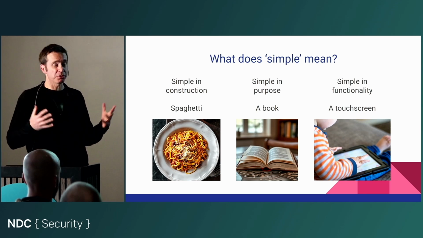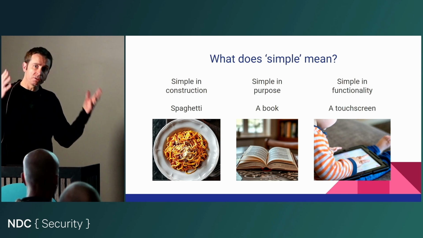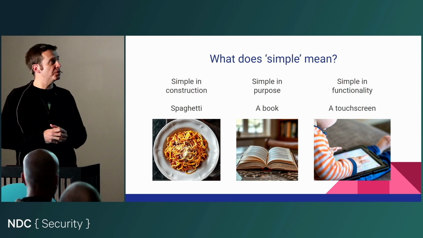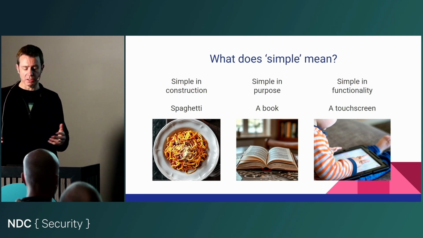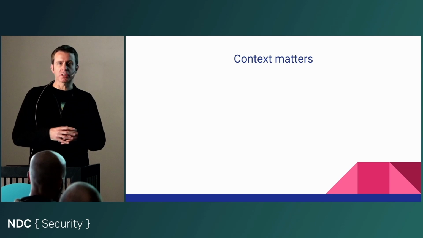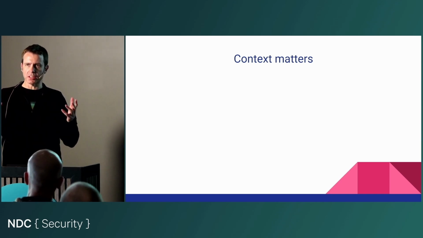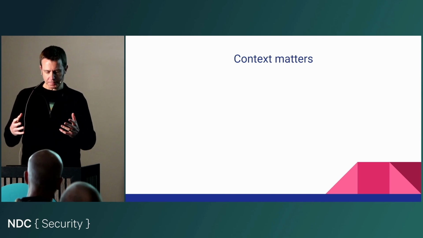So you have these very differing ways of looking at simplicity, and these are just 3 examples of how you could view simplicity. It's by no means exhaustive. It's just meant to illustrate the difference. Now, even if you took one of those and said, right, well, I'm only interested in simplicity in construction, for instance, context still matters massively.